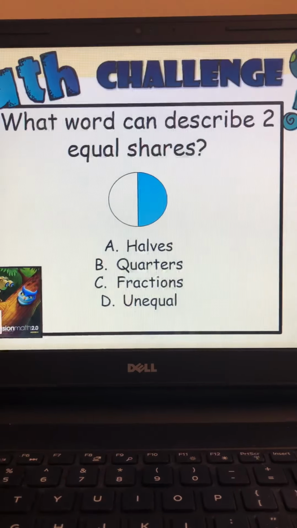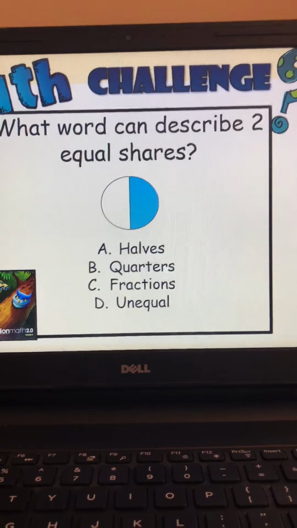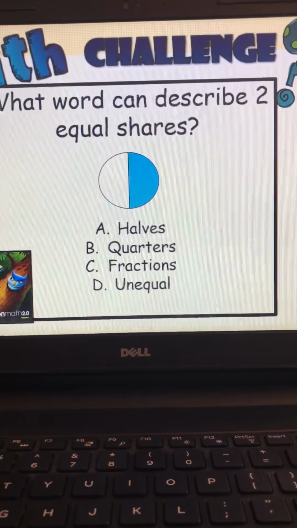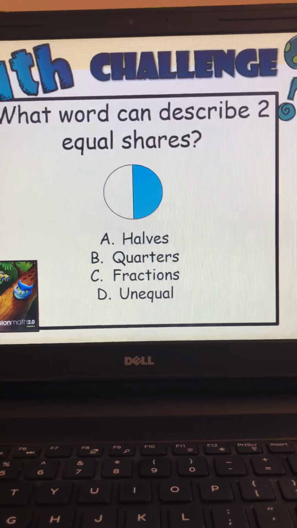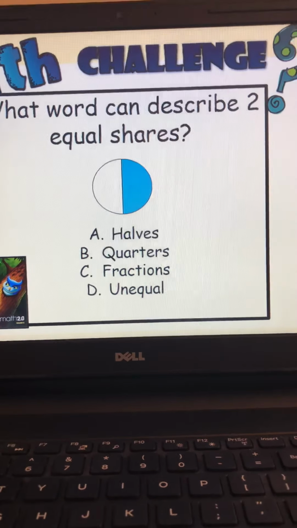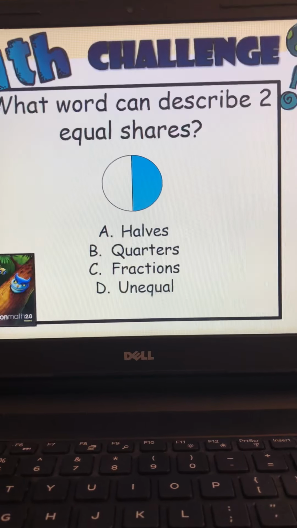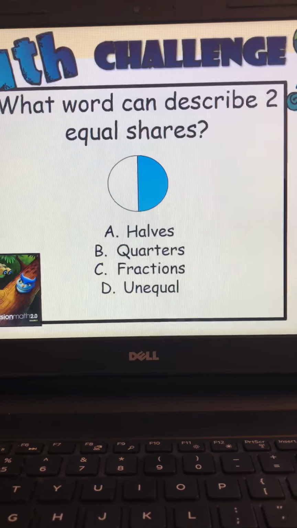And unequal, well, if equal means same, unequal means not the same. And that doesn't describe the 2 equal shares. So halves would be the correct answer.